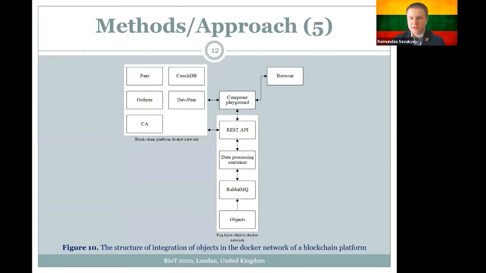In the structure of the integration of Internet of Things objects in the Docker network of the blockchain platform, the Hyperledger Fabric system is used for implementation of the operation of the blockchain platform, and Hyperledger Composer to facilitate the prototyping of blockchain applications. The Hyperledger Composer is used to prepare scripts and create a virtual Hyperledger Fabric blockchain system where Docker builds the multiple initial containers: peer, dev peer, CouchDB, CA, and orderer.